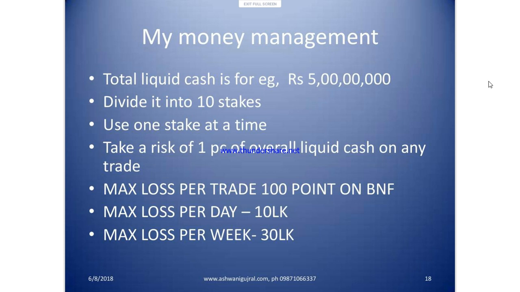Because in the futures market, losing 10, 15%, 20% of your margin money is not a big deal. So you need to make sure that you have enough money. This can also include your stocks, mutual funds, what have you, but liquid. So use one stake at a time and use only 1% of the overall liquid cash. So maximum loss of about 100 points is about 5 lakh on a volume of 5,000, and maximum loss per day of 10 lakh, maximum loss per week of 30 lakh.